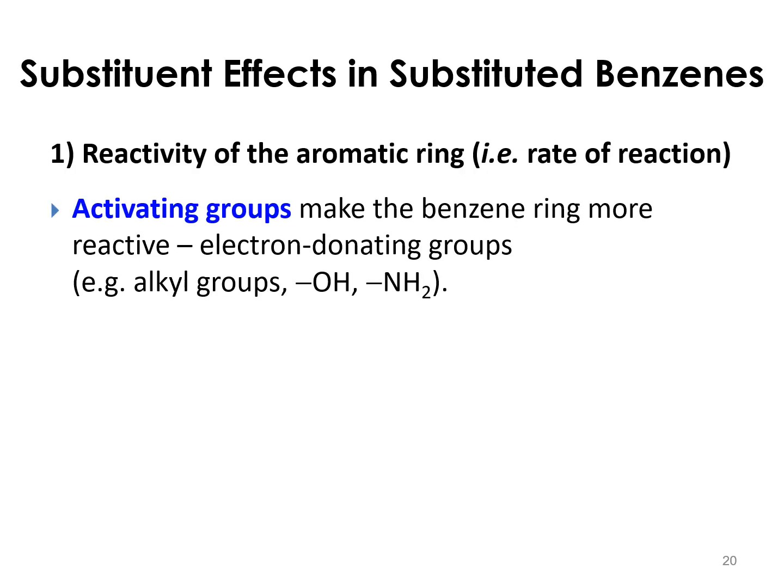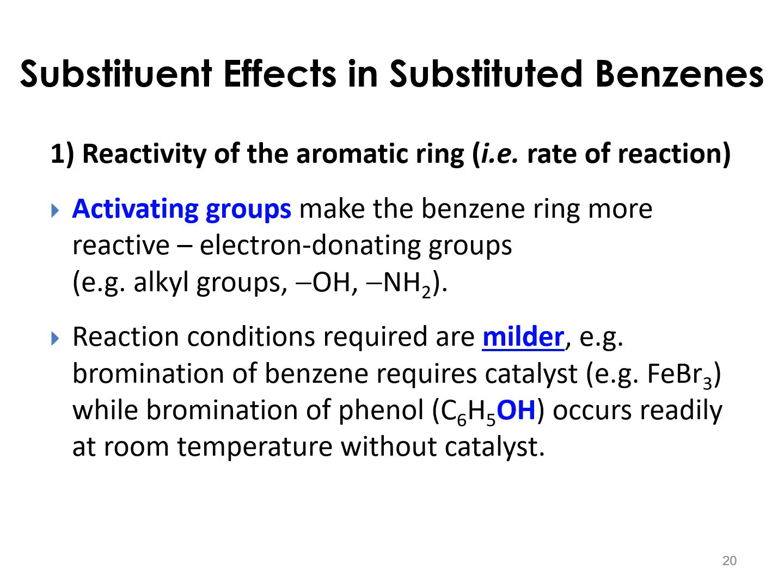Activating groups result in milder reaction conditions. For example, bromination of benzene requires a catalyst, but bromination of a phenol, OH being the activating group, will occur readily at room temperature without a catalyst. So you can see the activation energy is way lower, and it's easier for the reaction to proceed.